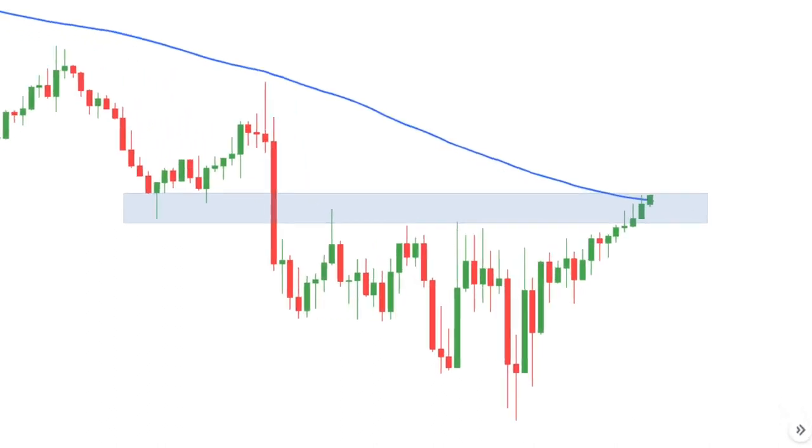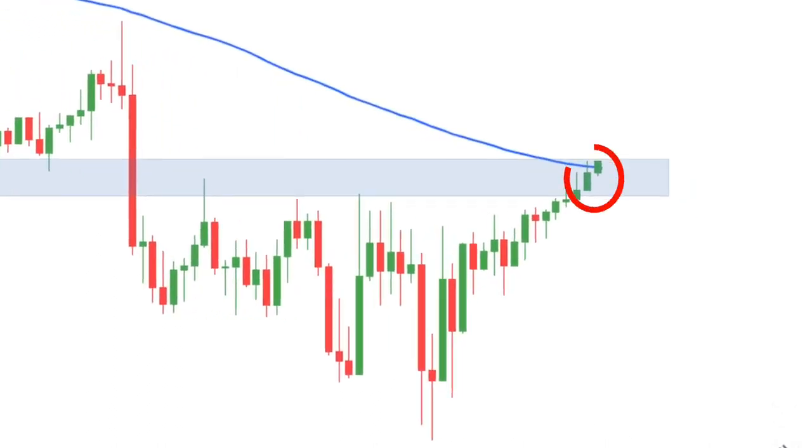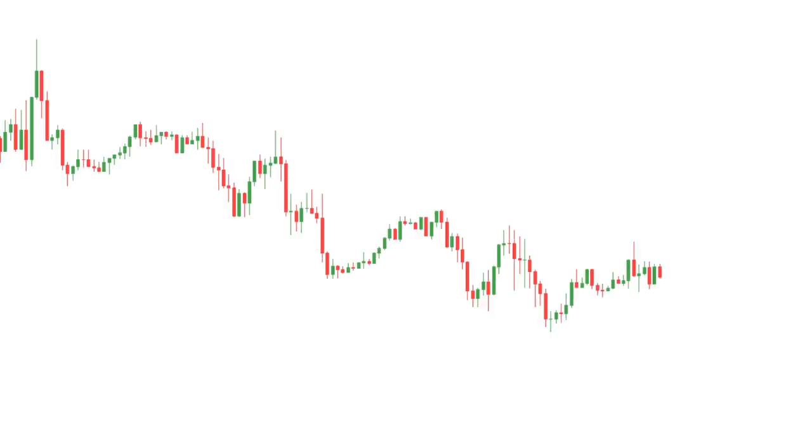And now the moving average and the resistance line both intersect here, which makes it an area of high confluence. The next step is to watch the price action to see if the price shows some type of rejection here. And as you can see, a bearish engulfing candlestick pattern was formed here, which shows strong selling pressure in this area. You can enter a short trade at the opening of the next candle. Let's see some more examples.